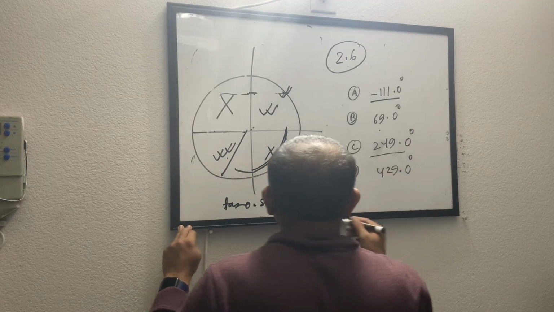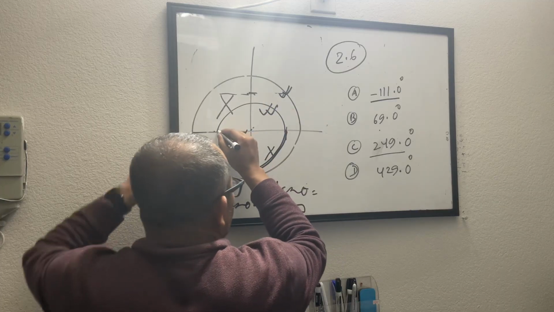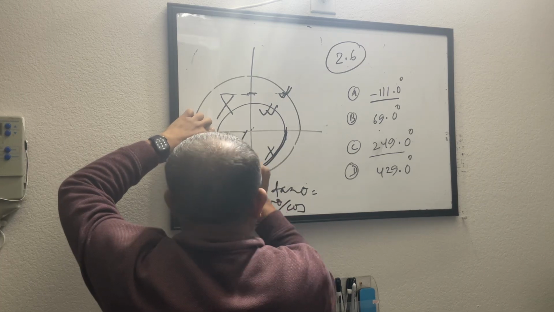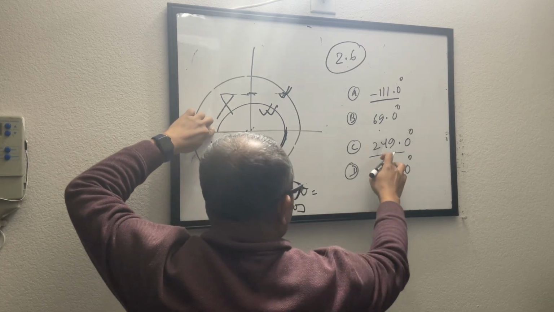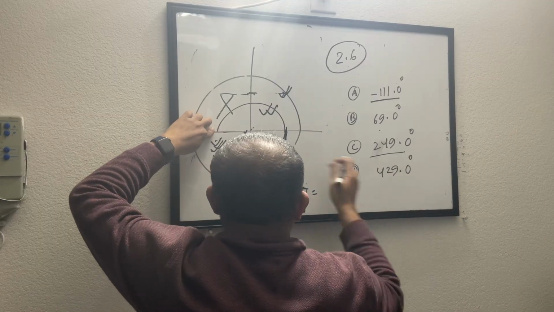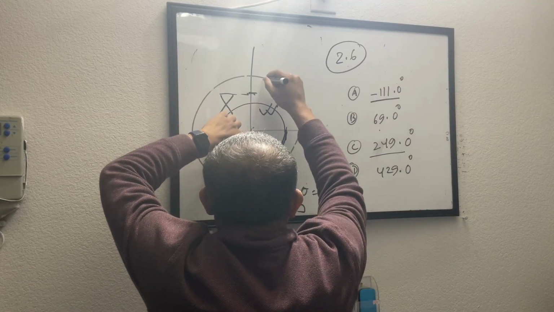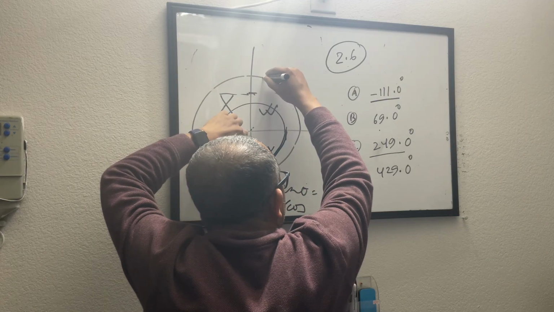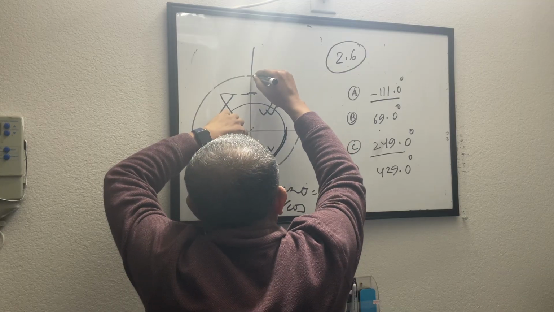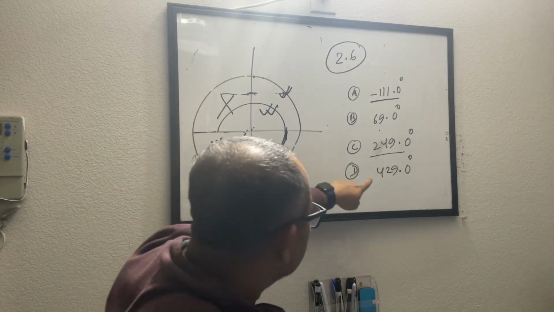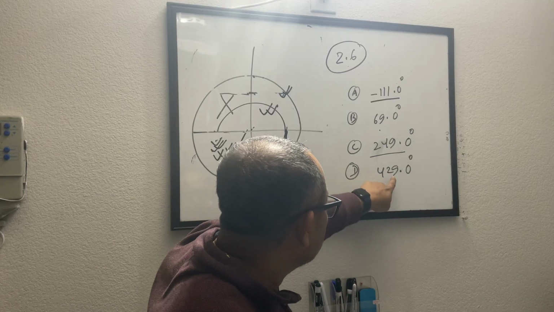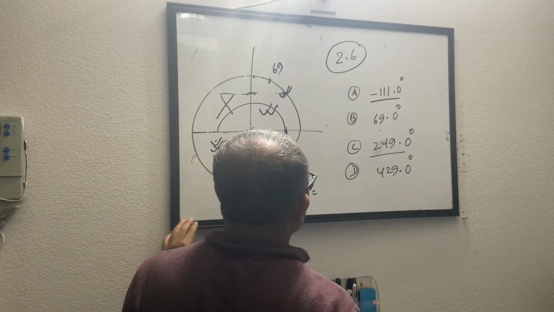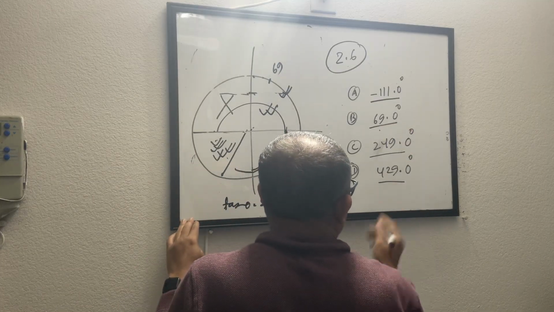How about this guy? 249 degree. So 180, 270. So this is also acceptable. We are coming here. This is the third quadrant. 429 degree is 360 plus 69. Somewhere here. So 69 degree here. This is 69 degree. This is 69 degree.